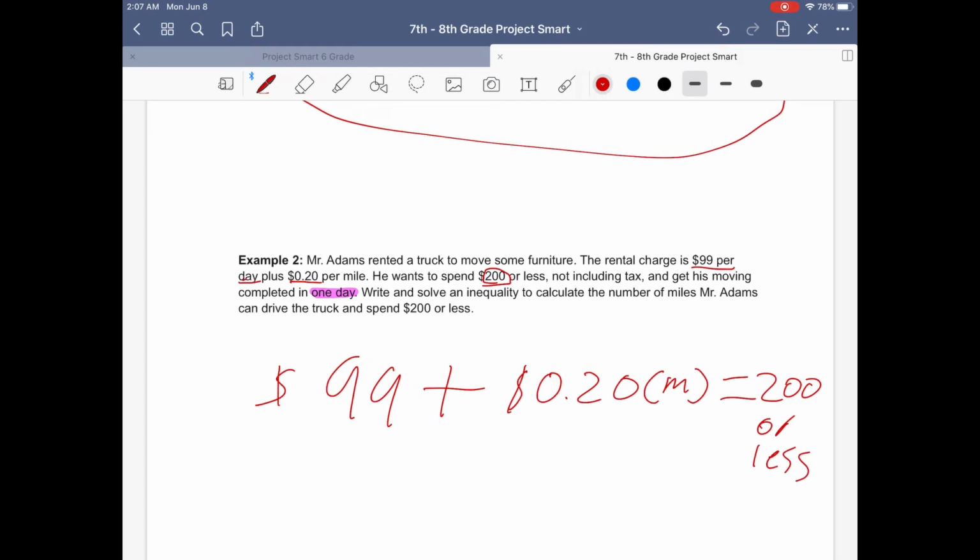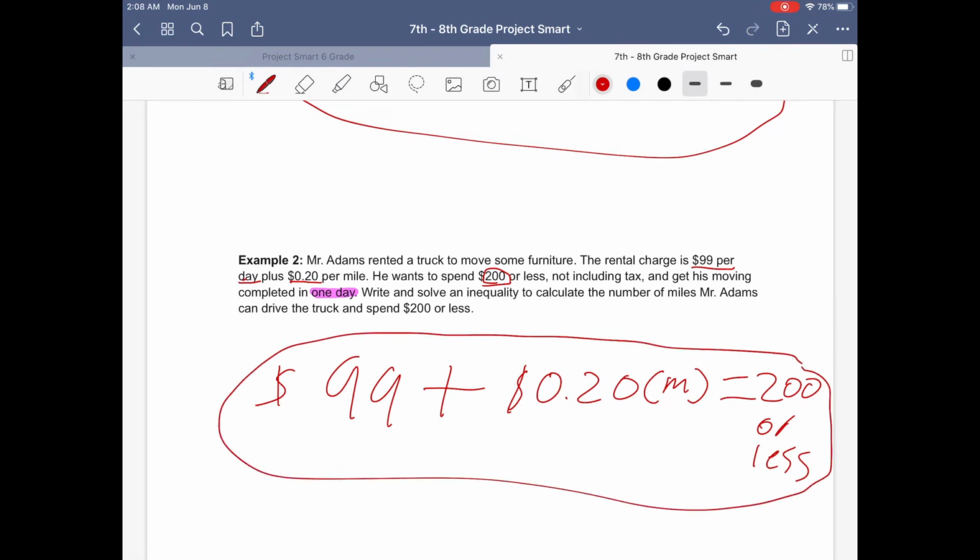So how would you figure it out? Well, if he wants to figure out how to get 200 or less, he would have to plan out and multiply like 5 miles times this, plus that. It gives you how many miles you get, right? So that's how you do that. So this would be your answer for example number 2. Very, very easy stuff, right?